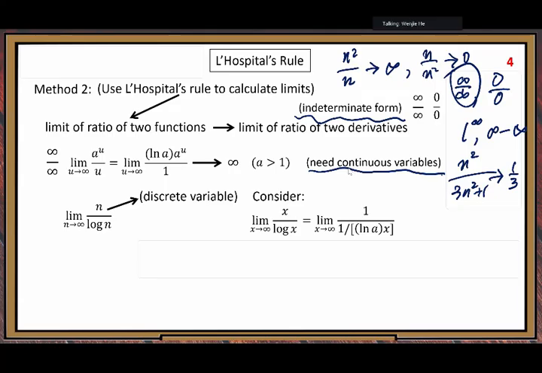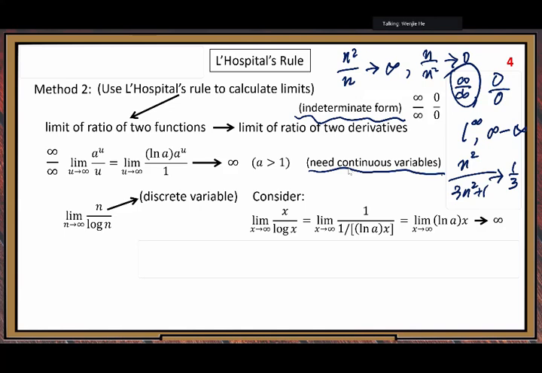We assume base a, so that's 1 over the derivative of the denominator function, log of a constant times variable x. After simplification, it is a positive constant, a greater than 1, times x. As x goes to infinity, it is infinity.